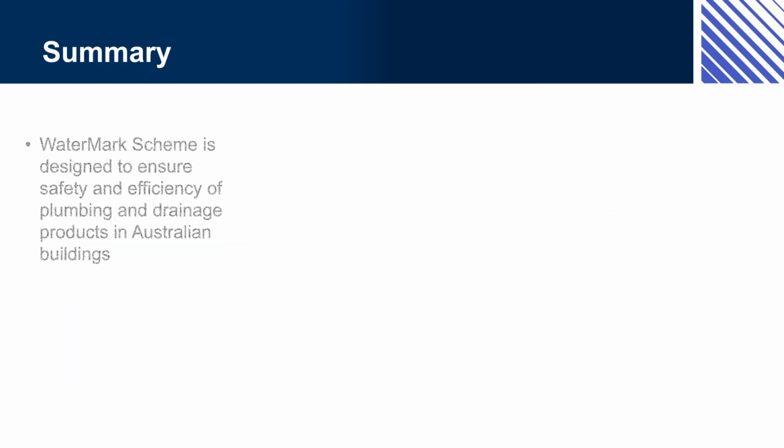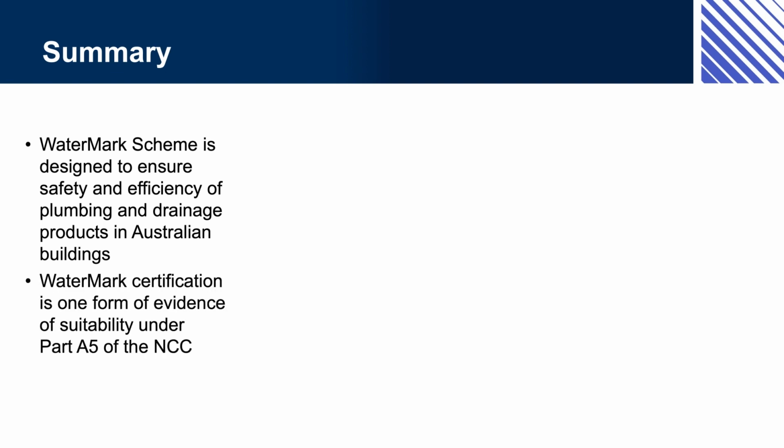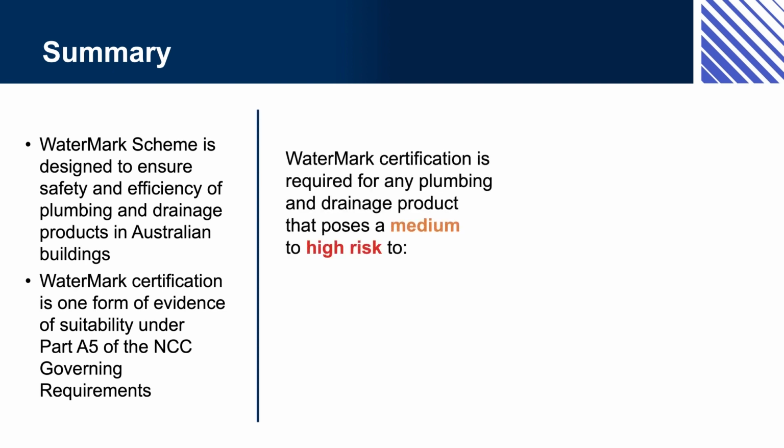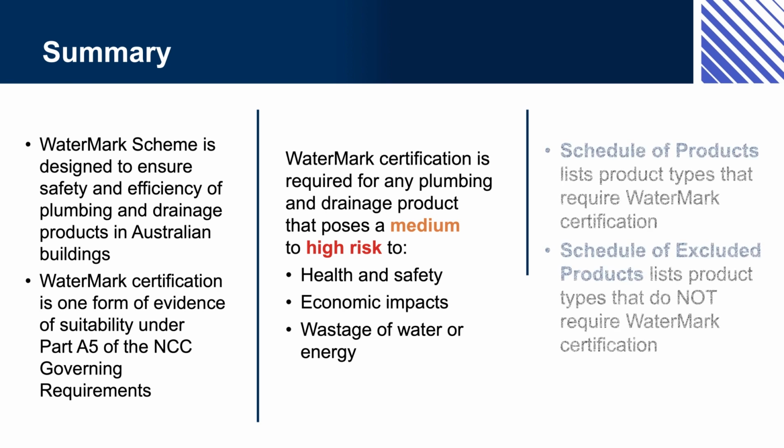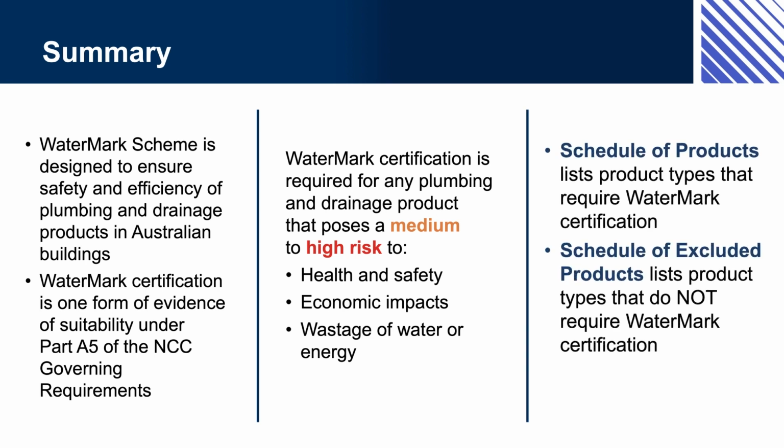Summary. The WaterMark scheme is designed to ensure safety and efficiency of plumbing and drainage products in Australian buildings. WaterMark certification is one form of evidence of suitability under Part A5 of the NCC government requirements. WaterMark certification is required for any plumbing and drainage product that poses a medium to high risk to health and safety, economic impacts, or wastage of water or energy. The schedule of products lists product types that require WaterMark certification. The schedule of excluded products lists product types that do not require WaterMark certification.